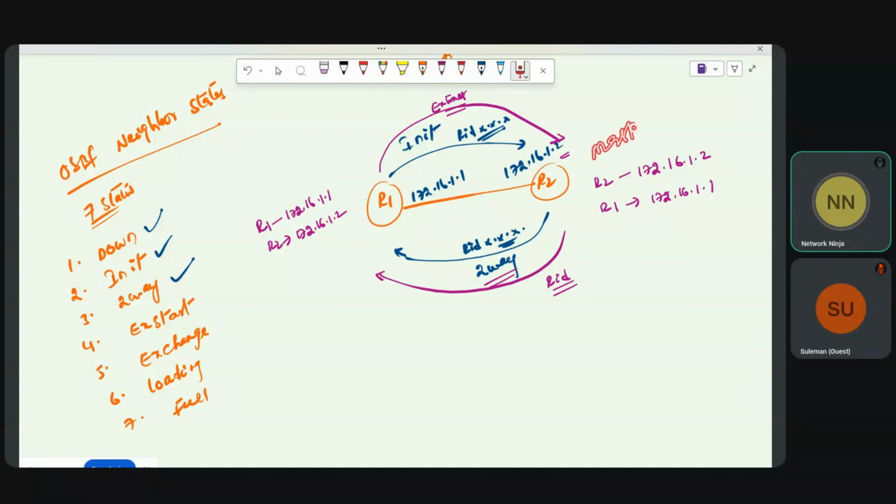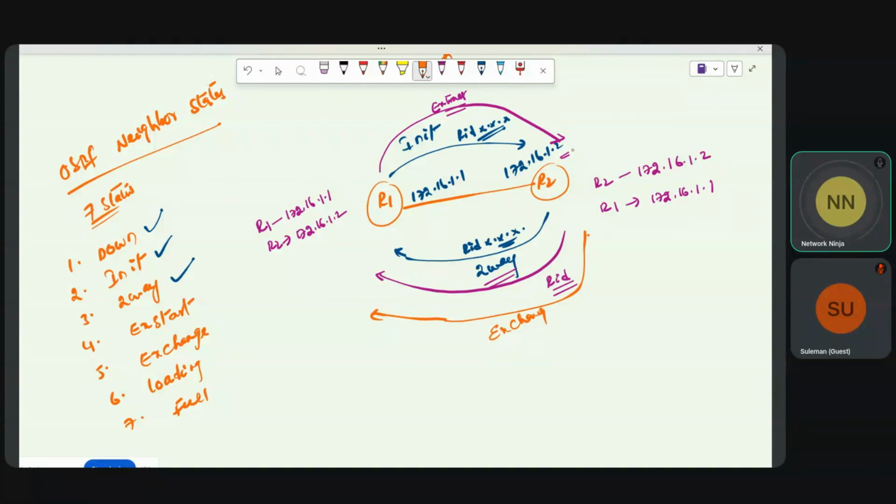So it is going to exchange, right? It is going to start the first message, the exchange. It is going to send the database description, DBD, in the exchange state. So now they have decided, they both have decided, whoever has the highest router ID, that router is going to send the exchange message. See here.